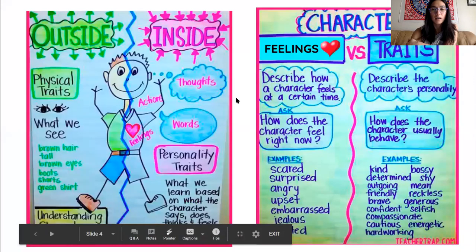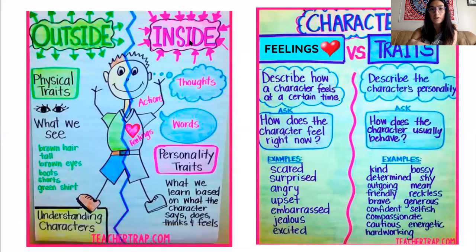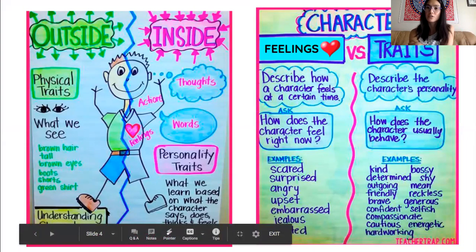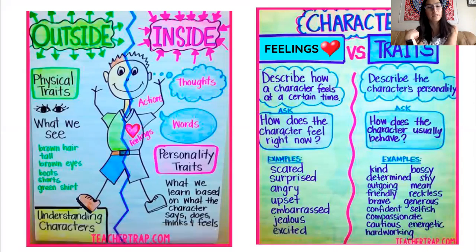We also talk about character traits by describing what the character is like on the inside. So sometimes readers, when we describe characters, we might say, okay, Chrysanthemum, she's a mouse, she likes to wear her purple plastic purse. But that doesn't really describe who she is as a character on the inside. Those are physical traits. Just like this character here, what we see is that he has brown hair, he's tall, and he's wearing boots. When we talk about character traits, we want to describe who they are on the inside.